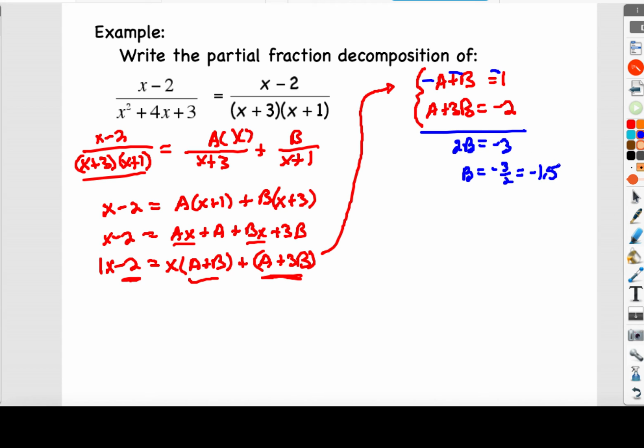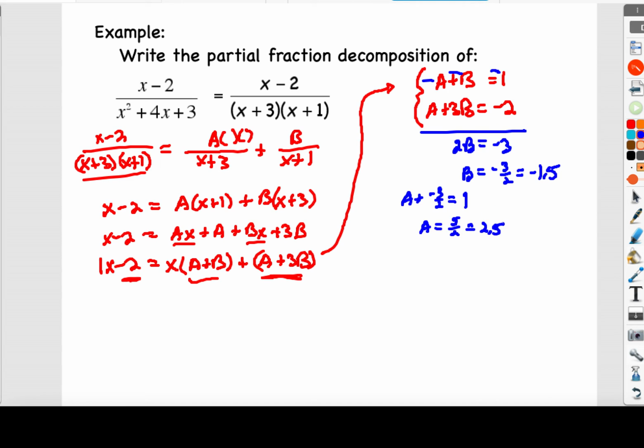And in that same way, I'm going to go back to my original equation. A plus B, well, A plus negative 3 halves was equal to 1. If I add 1.5 over to the other side, A is essentially going to be 5 halves, or 2.5.